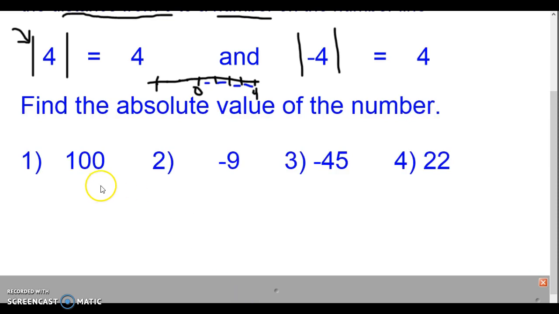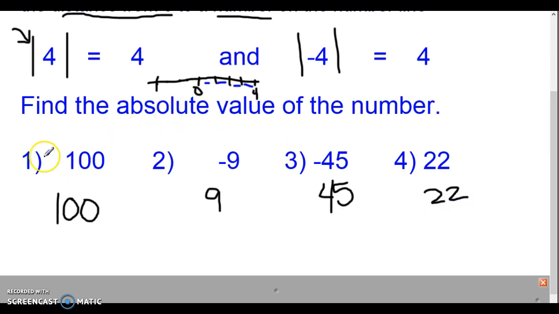So go ahead and pause the video and try these 4 problems. Find the absolute value of 100, negative 9, negative 45, and 22. Go ahead and push play when you're ready to check your answers. So the absolute value of 100 was 100. The absolute value of negative 9 was 9. The absolute value of negative 45 is 45. And the absolute value of 22 is 22. Remember that the symbol of absolute value is 2 lines on the side. I make mine extra big so I don't get them confused with the 1 because it can be tricky.